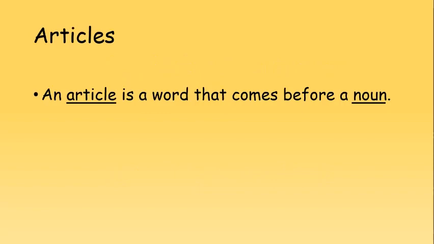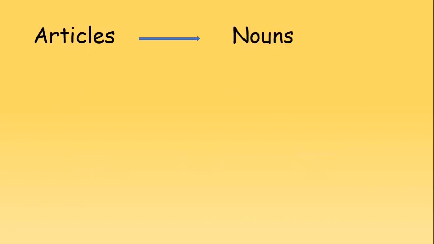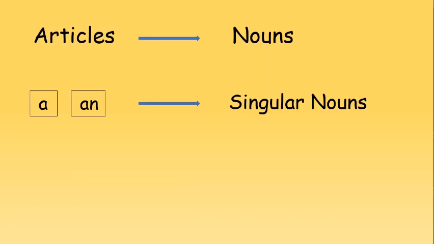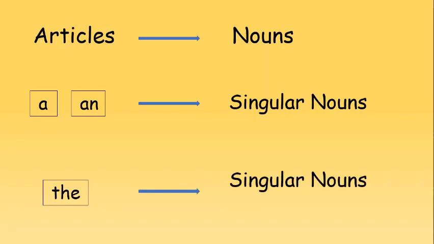An article is a word that comes before a noun. There are three articles: a, an, the. Out of these three articles, articles a and an are used before singular nouns, and article the is used before singular nouns as well as plural nouns.